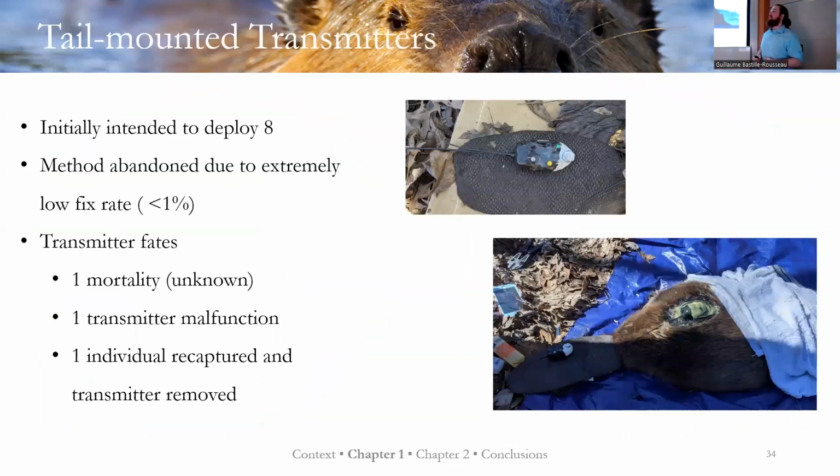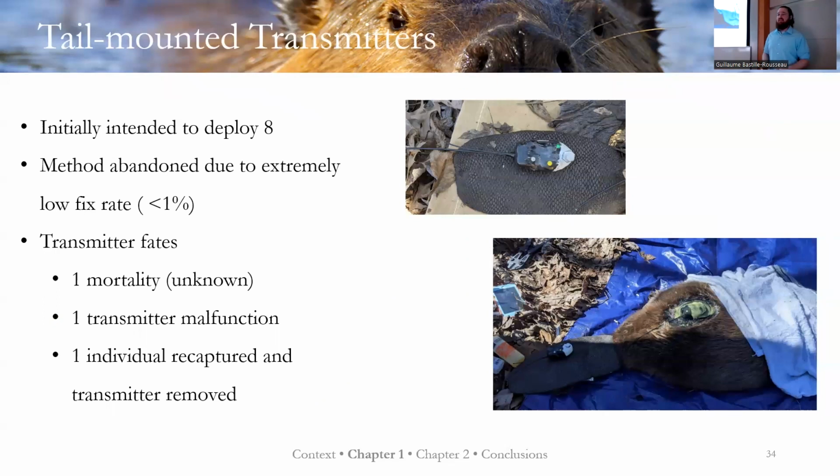We initially planned the study, and we were going to try and deploy 8 of the tail-mounted transmitters along with 8 of the lower back transmitters in the spring. But unfortunately, after 3 deployments of the tail method, we found it was not working. We had a fix success rate of less than 1%.